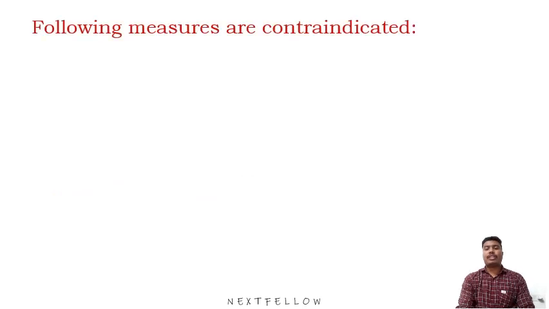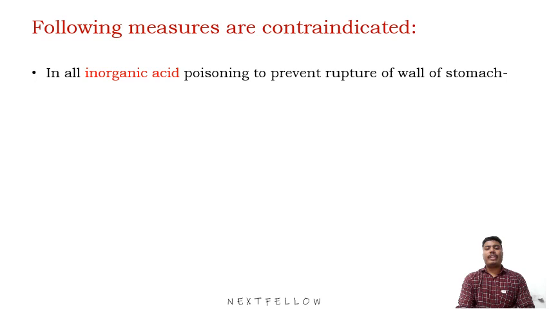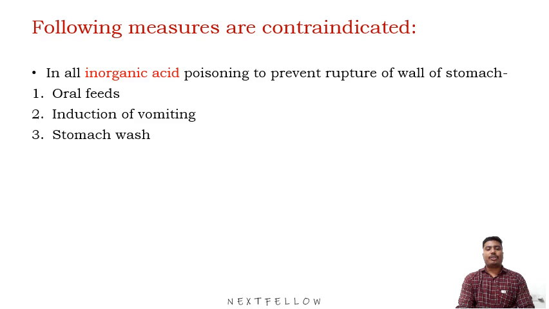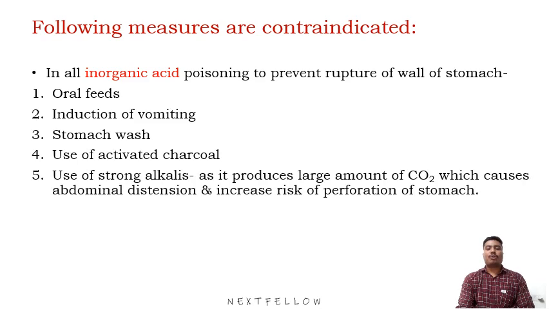Now, the following measures are contraindicated in all inorganic acid poisoning to prevent rupture of the wall of the stomach. Oral feeds should not be given. Induction of vomiting is contraindicated. Stomach wash is not done, and activated charcoal is not used. Strong alkalis should not be used because they produce a large amount of carbon dioxide, which causes abdominal distension and increases the risk of perforation of the stomach.